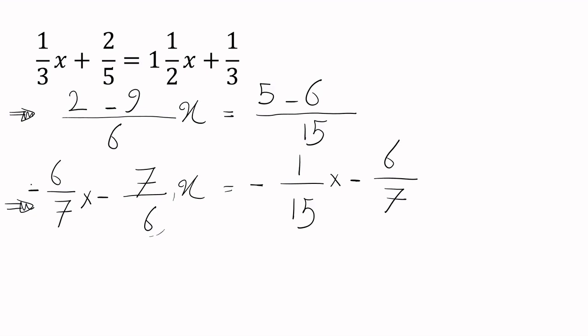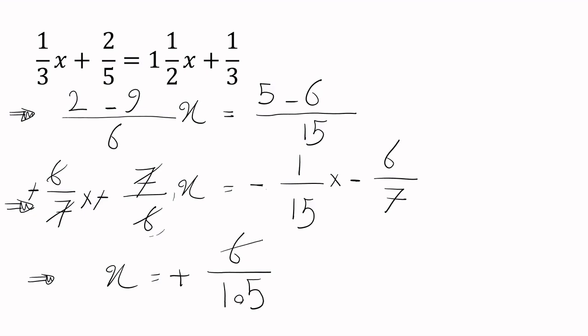So in the first side, these two are going to cancel each other out, these two, and finally the coefficient of x will be 1. So x is equal to, here we have two negatives which are multiplied by each other. The answer will be positive. 6 times 1 will be 6, and 7 times 15 will be 105. Can I make it more simple?